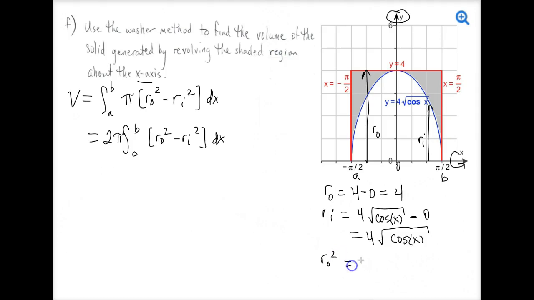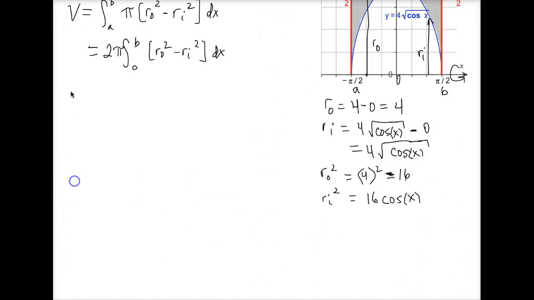the square of the outer radius is, which of course in this case will be 16, and the square of the inner radius. If we square 4, that's 16. If we square root of cosine x, that's just cosine x. So all we have to do is just plug everything in. So this will be 2 pi, 0 to pi over 2, and that will be 16 for the outer radius squared minus 16 cosine x, all that dx.